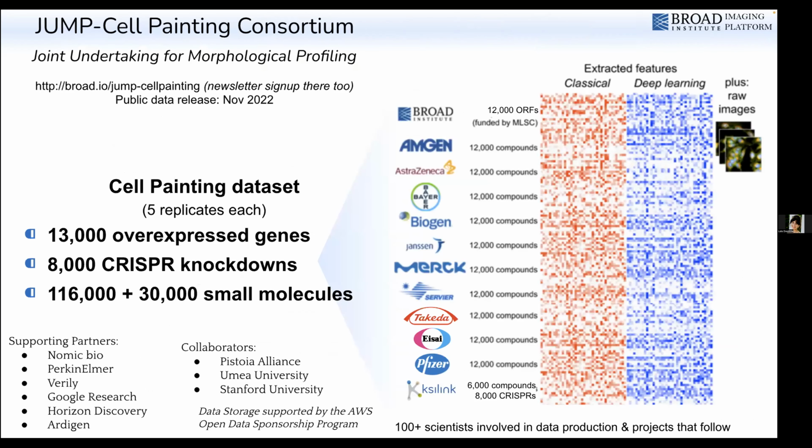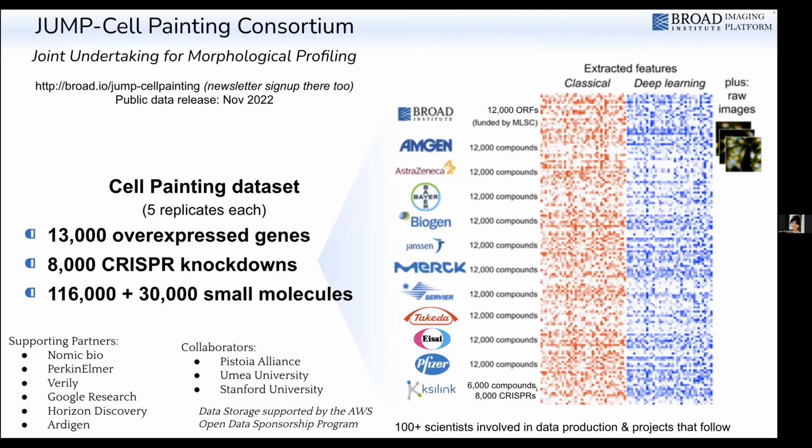So the assay prediction and the virtual screening applications I showed are both data-hungry applications, where the more data we have, the better. So for that reason, we organized the JUMP Cell Painting Consortium, a group of 10 pharma companies and a few academic groups led by us at the Broad. We've created the largest publicly available cell painting data set.